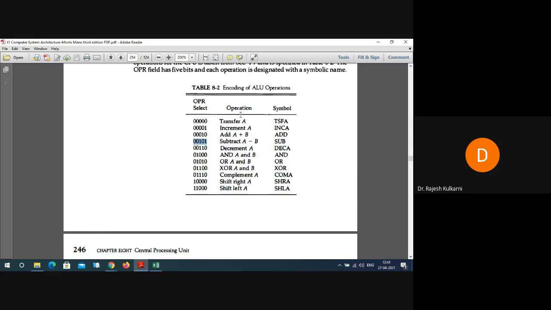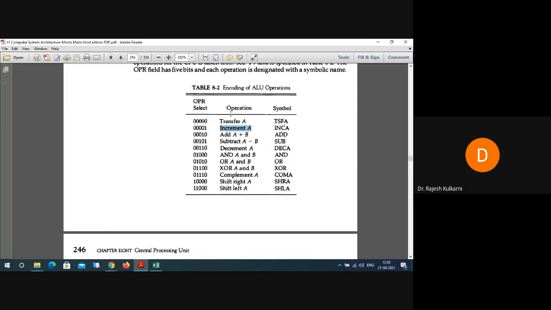Count the number of operations. How many operations are there? Just count them. One, two, like this. You count and tell me. 11. 11 operations are there. Very good.